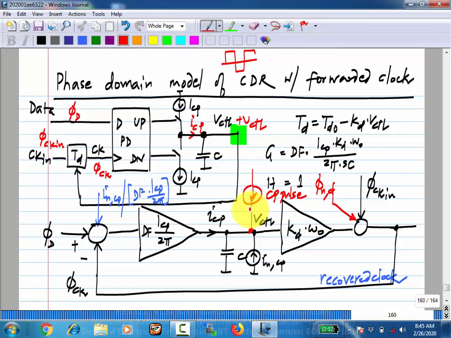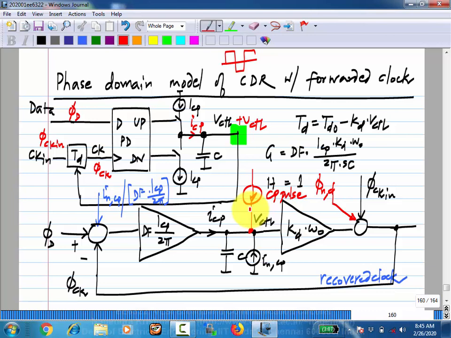Is this okay? So this is to motivate, first of all, deriving the phase domain model, and then there is a need for it. I mean, we don't do it for the sake of doing it, right? Because we want to answer questions like, as a designer, you want to know how big ICP should be, how big C should be, and so on. So now you know from the expressions that these will decide the bandwidth, that is, up to what frequency the clock will track the data.